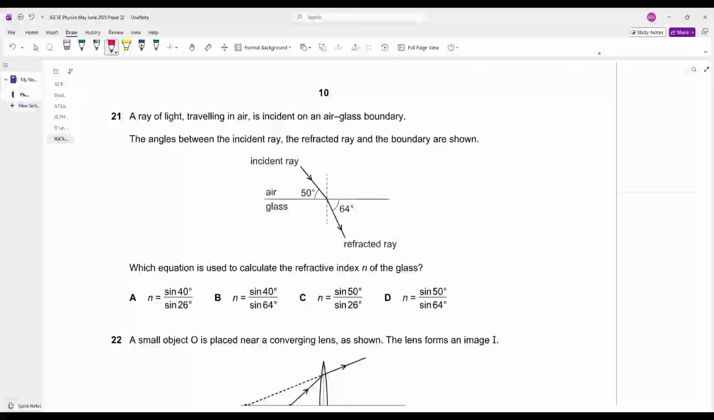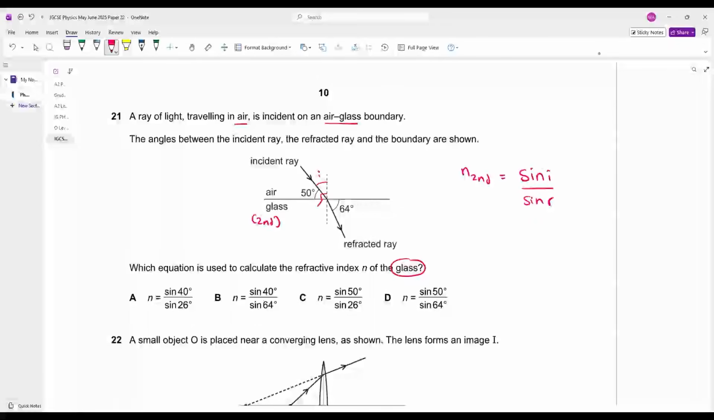A ray of light is traveling in air, is incident on a air glass boundary. The angles between the incident ray, refracted ray, and the boundary are shown. Which equation is used to calculate the refractive index of glass? Glass is the second medium. बेटा सेकंड मीडियम का रिफ्रैक्टिव इंडेक्स निकालने के लिए कौन सा फॉर्मूला लगाते थे? Sine i over sine r. व्हाट इज योर एंगल ऑफ इंसिडेंस? दिस वैल्यू। ये क्या हो जाएगा बेटा?